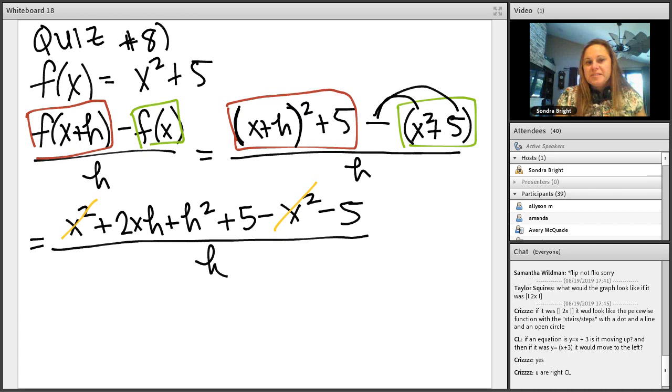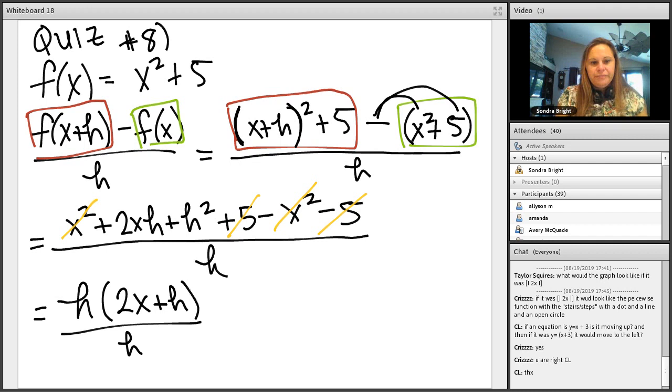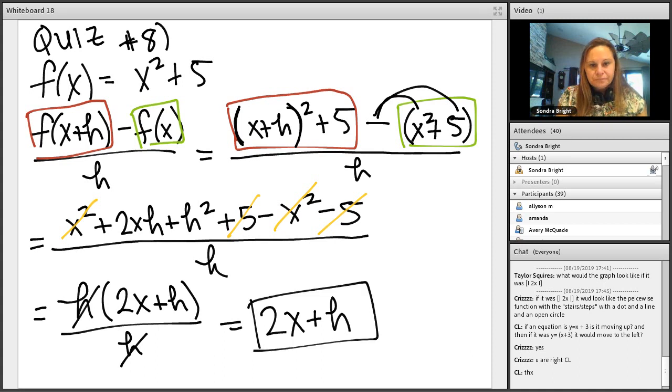Second term, 2xh and an h squared. Both of those have h's. 5 minus 5. Those guys cancel. They all need to cancel because the h in the denominator will absolutely cancel every single time you do this. So I'm going to factor out the h that's in common. I would be left with a 2x plus h. These h's cancel, and your answer is 2x plus h.